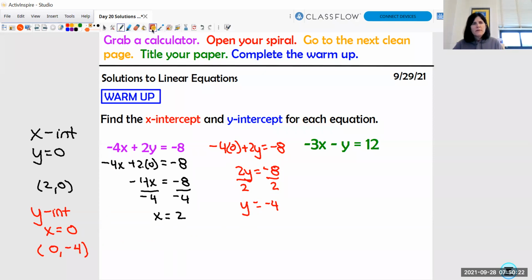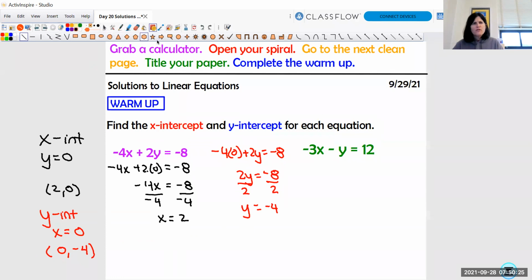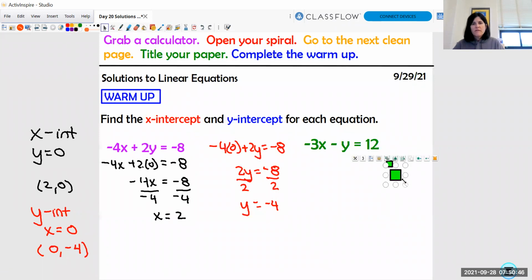Now let's take a look at the other way we talked about doing it. We talked about crossing off or covering, let's say, one of them to figure it out. So I'm going to make a box here so that I can cover it, and we'll make it green. So if I have a box here, I'm going to use this box to cover one of the terms. So to find the x-intercept, that means y equals 0. So to find the x-intercept, I'm going to cover this. And then I'm just going to solve it.